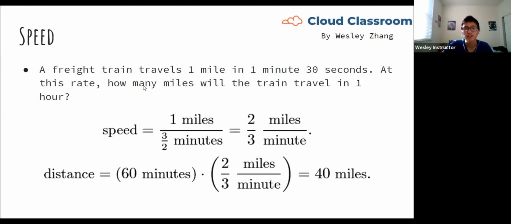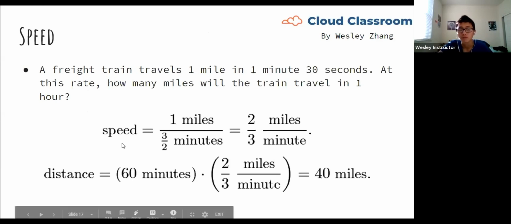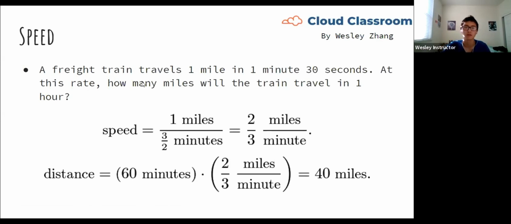All right, a freight train travels 1 mile in 1 minute and 30 seconds. At this rate, how many miles will the train travel in 1 hour? So speed, like the previous conversions, we do the same thing with speed. No, we don't need to convert anything here. We use the equation we saw in the last slide, and we just plug in values.